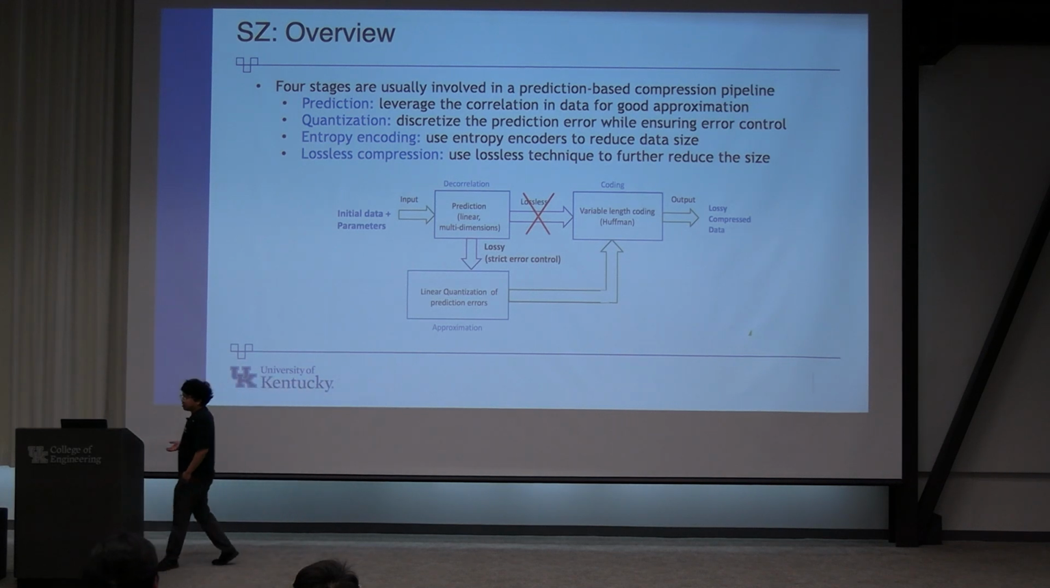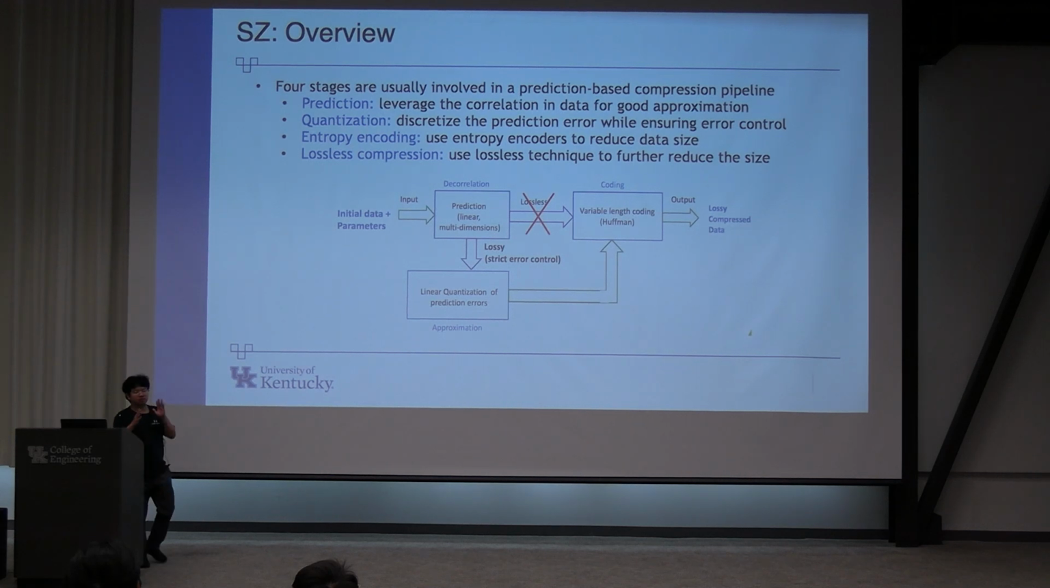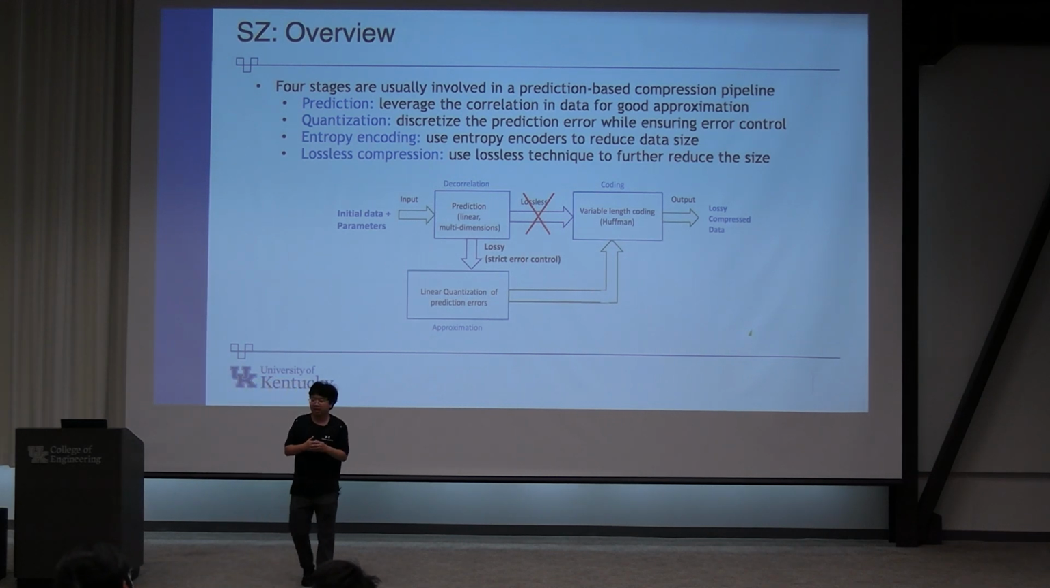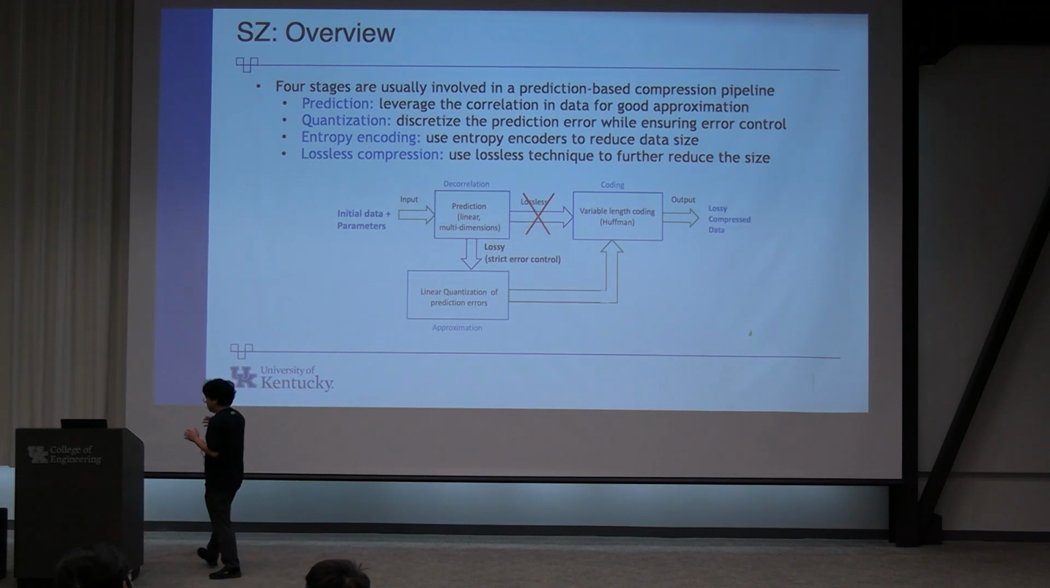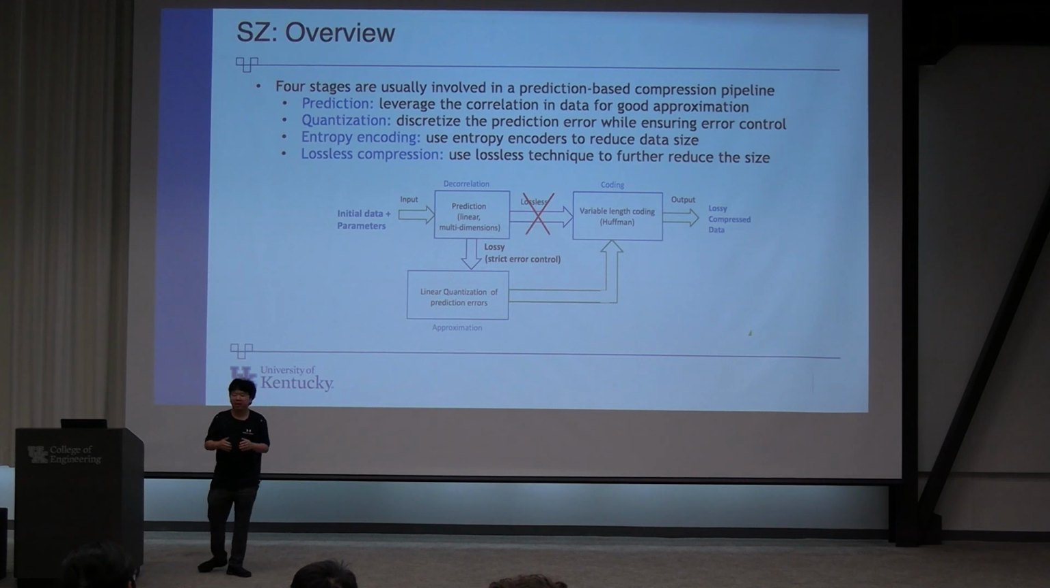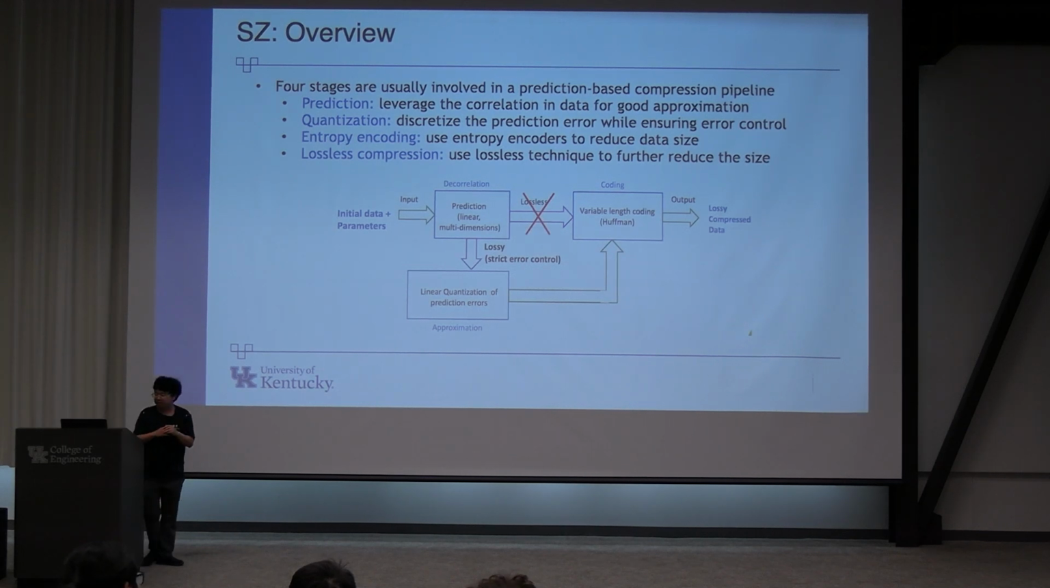The second stage is called quantization. This will discretize the prediction errors in the original data. After you make the prediction, which provides you an approximation, there is an error between the approximation and the real value. In the quantization stage, we need to quantize the error from the floating point data format to integer data format to reduce the entropy. Meanwhile, we need to ensure error control to make the data usable for scientific applications. In addition to that, we have an entropy encoding step, which leverages entropy encoders to reduce the size of the data. And at last, all of the data will be fed to a lossless compressor to further reduce the size.